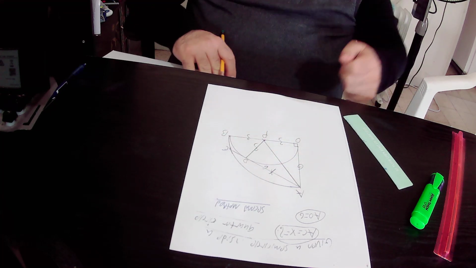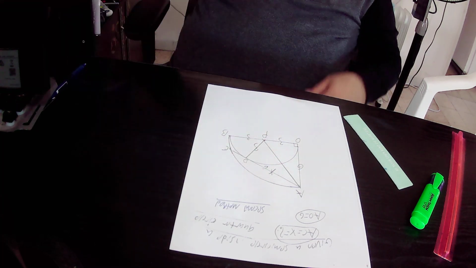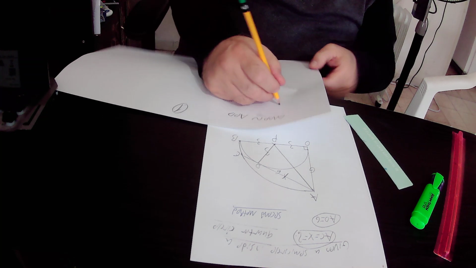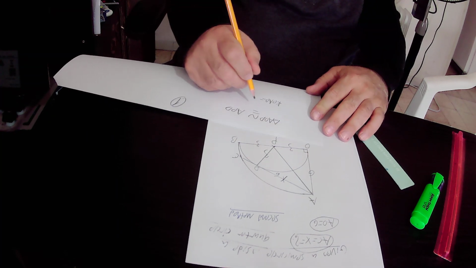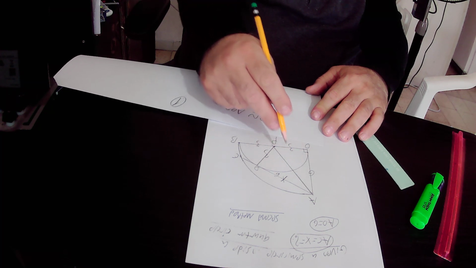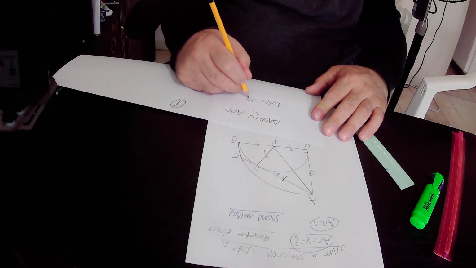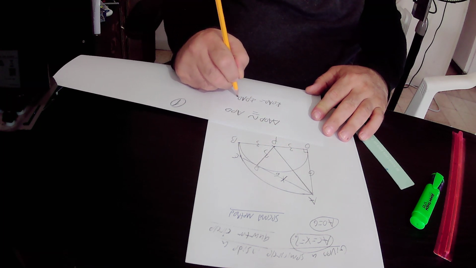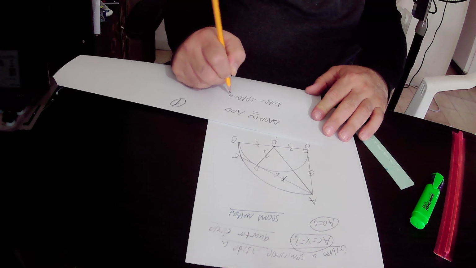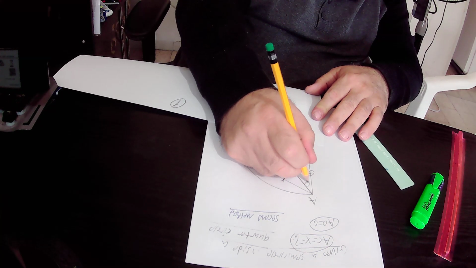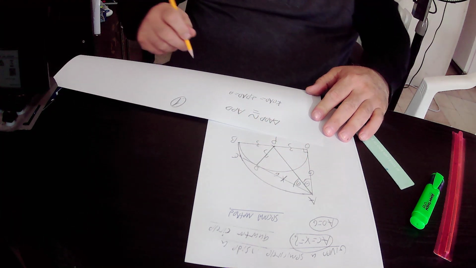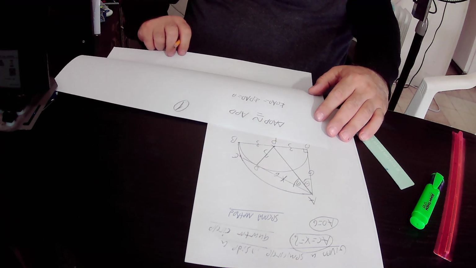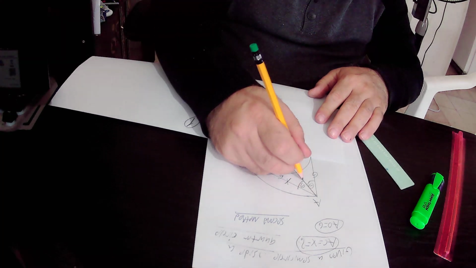Angle OAP equals this angle, that is angle PAD. And if one angle equals theta, then the other angle must also equal theta because they are equal to each other. Okay.